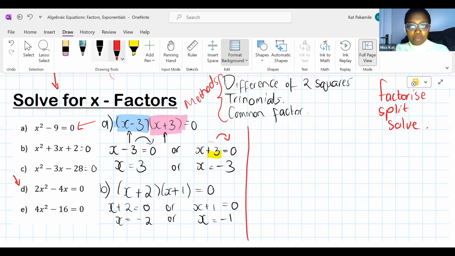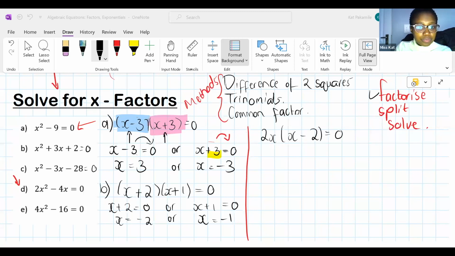So we took out 2x, and you guys are telling me what's left is x minus 2 equals 0. We have factorized. What's after factorize? What is after factorize?